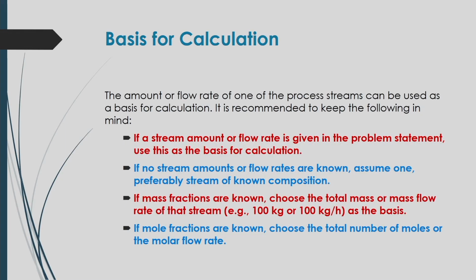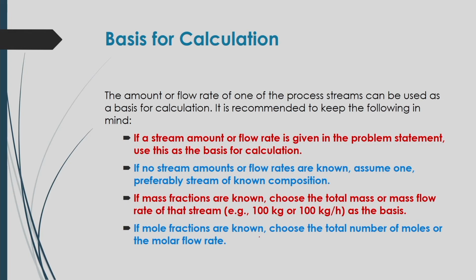Now, next, what is the basis for calculation? The amount or flow rate of one of the process streams can be used as a basis for the calculation, and it is recommended to keep the following in mind. If a stream amount or flow rate is given in the problem statement, use this as the basis for the calculation. If no stream amounts or flow rates are known, assume one, preferably for a stream of known composition. If mass fractions are known, choose the total mass or mass flow rate of that stream, like 100 kg or 100 kg per hour, as a basis.